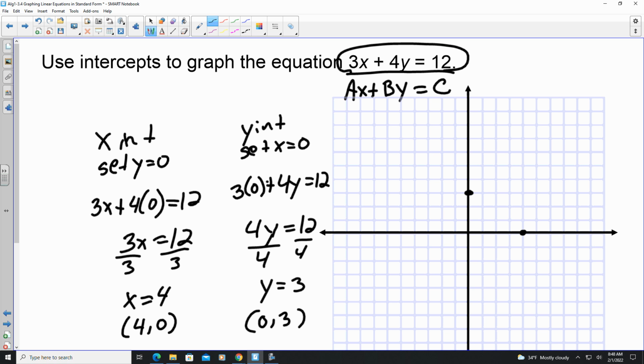which is right there. All right, so now I have 2 points on my graph, and by rule, all you need is 2 points in order to make a line. So wherever they cross is going to be our line, and that is what it looks like to graph 3x plus 4y is equal to 12.